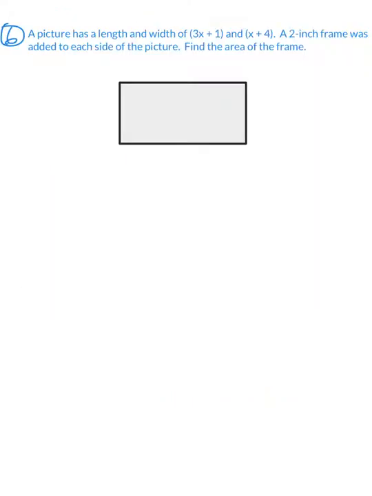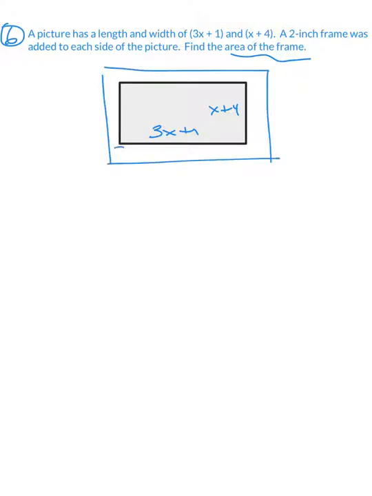Our last question for today says a picture has a length and a width of 3x plus 1 and x plus 4. A 2-inch wide frame was added to each side of the picture. Find the area of the frame. So I really just want the area of just the frame. So first I'm going to label my diagram. So I have 3x plus 1, and then I have x plus 4. Now I'm going to add a 2-inch wide frame around the outside, so I kind of have 2 everywhere here.